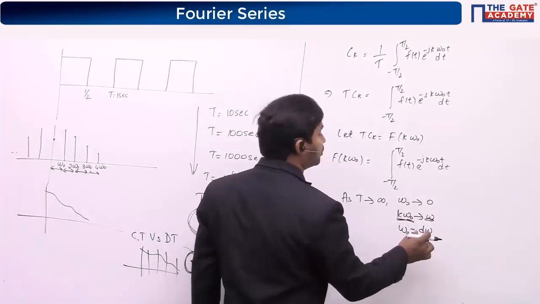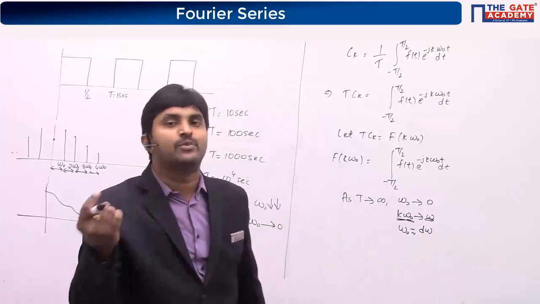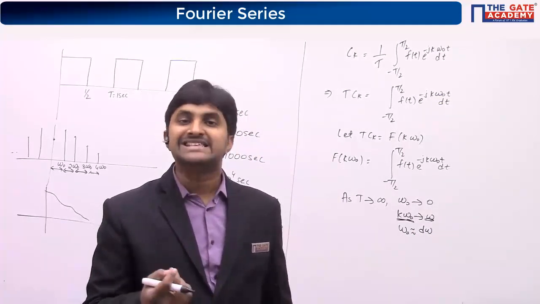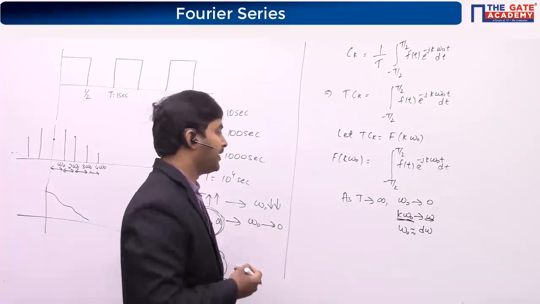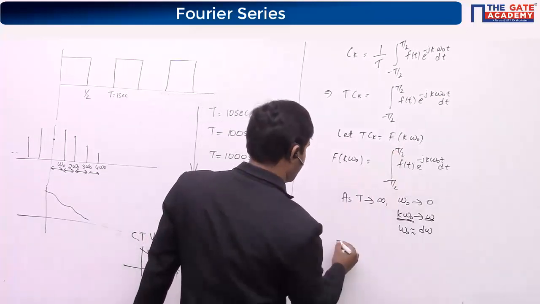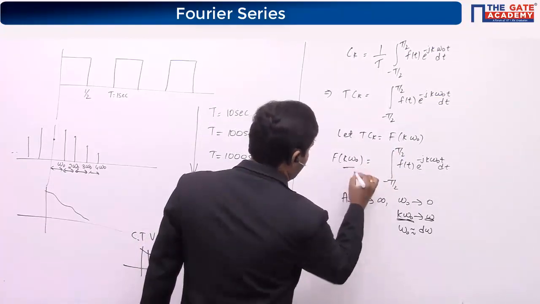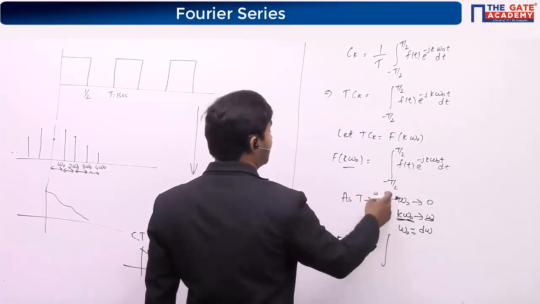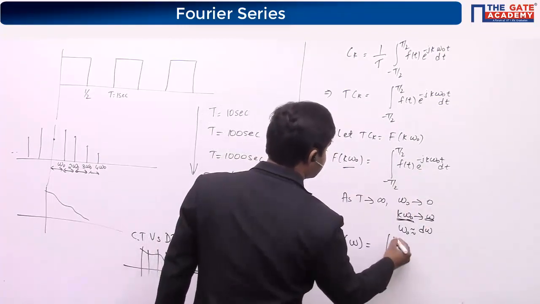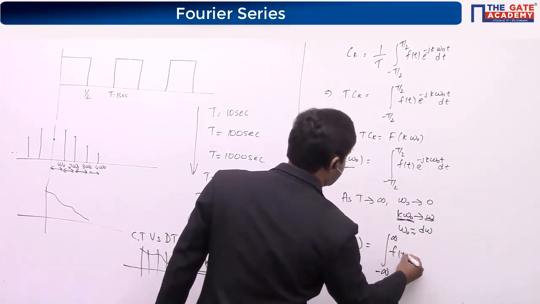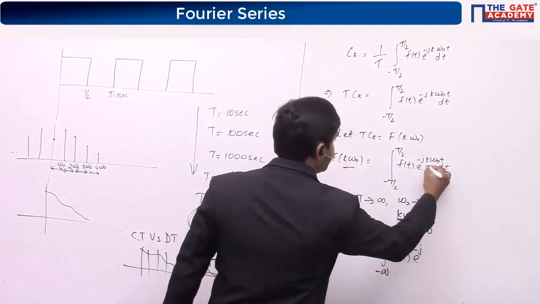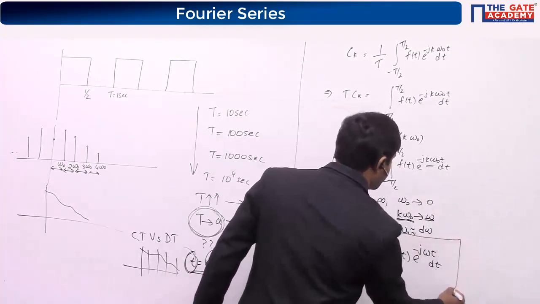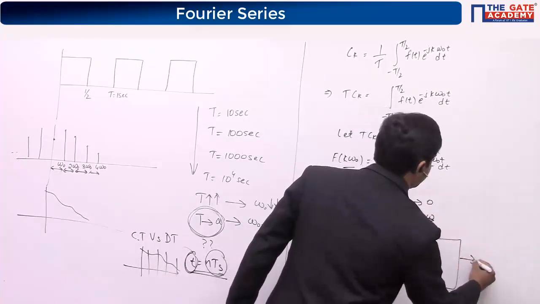And omega naught is now going to be considered as an infinitesimally small value, because the value of omega naught is tending to 0. If I apply the above constraints, I can write F of omega is equal to the integral, where T tends to infinity and T by 2 also tends to infinity, so from minus infinity to infinity, of f of t e power minus j omega t dt. And this formula is what we call the Fourier transform.